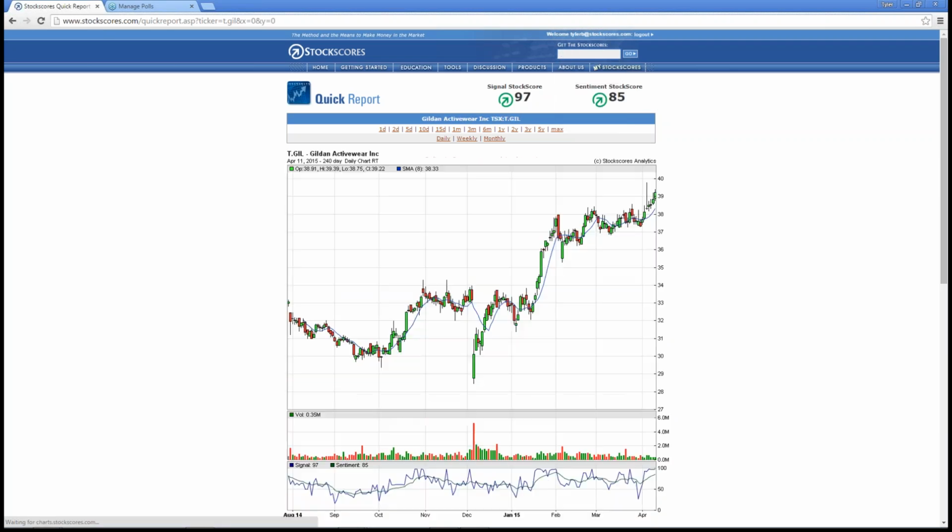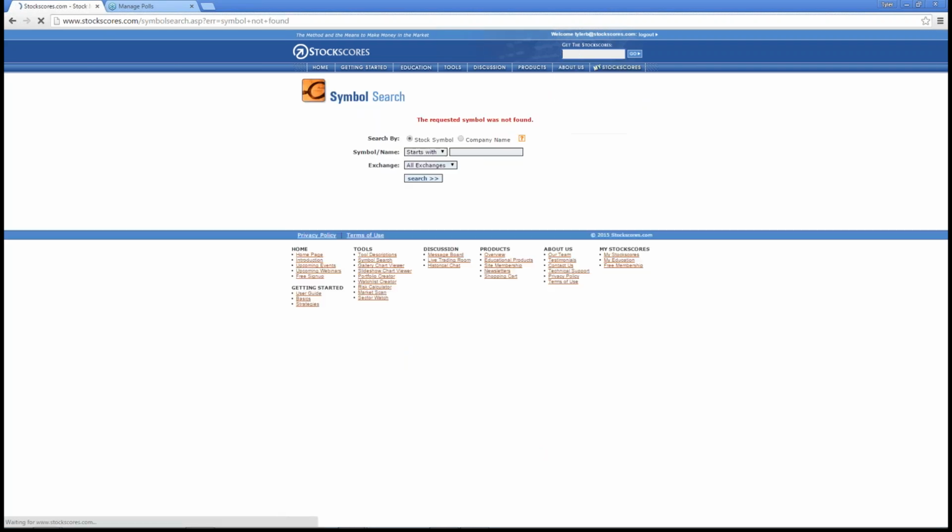T.GIL, Gildan Activewear. I like this. Nice break from an ascending triangle recently. I'd put support at 37.20. Even a stock to consider on an entry now. It's been going up for a long time, but it's just got great upward momentum.